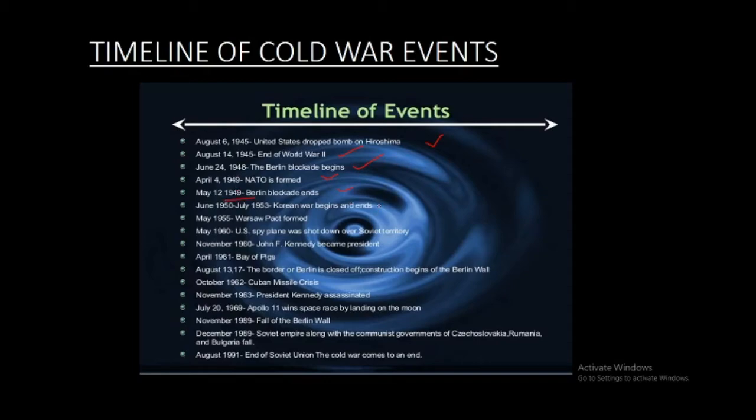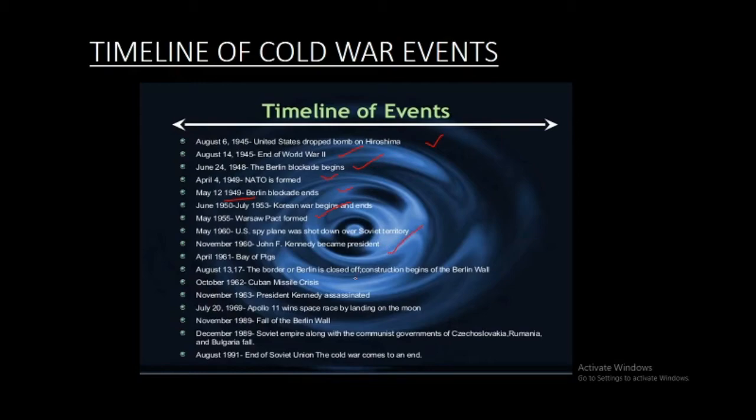And then the Korean War begins and ends. It started in 1950, and then it went on for 3 years. Then it ended. North Korea and South Korea were formed, and the Warsaw Pact was formed against the NATO formation. Then other events of John F. Kennedy's death and Bay of Pigs.